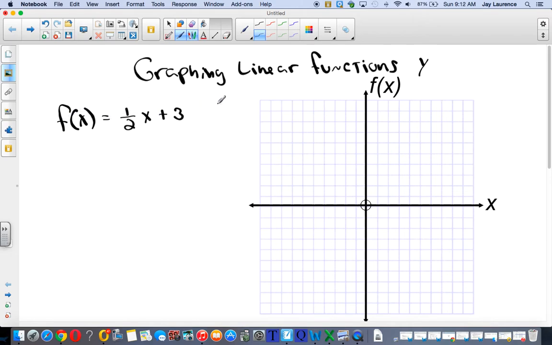To get some points on this line, how many points am I going to need to get? Anybody know? What's that, Sean? Well, Sean, I need at least 2. 2 points to make a line.